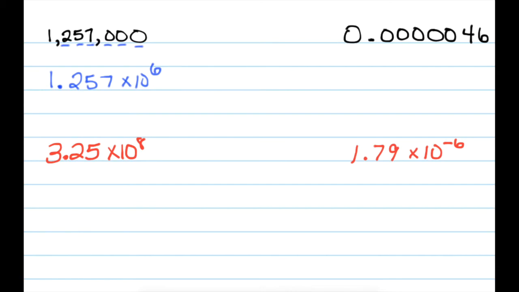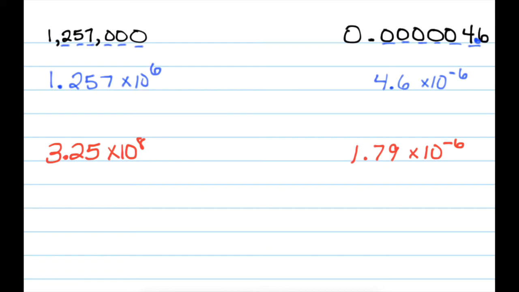For the second one, I need one non-zero digit to the left of the decimal, and my first digit is 4. I'm going to start with 4.6, then I need to count decimal spaces I moved. I moved it 1, 2, 3, 4, 5, 6 spaces to get it right here. So I needed 4.6 times 10 to the negative 6.